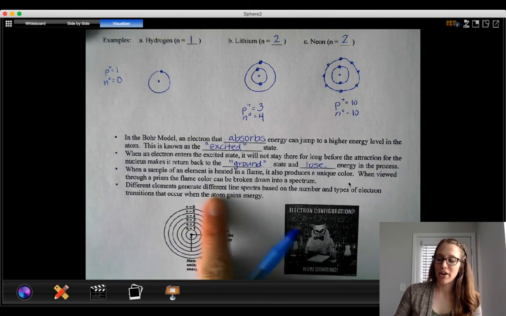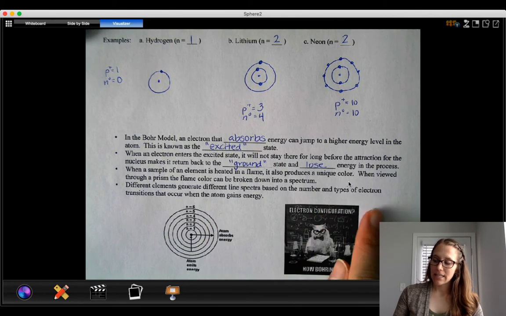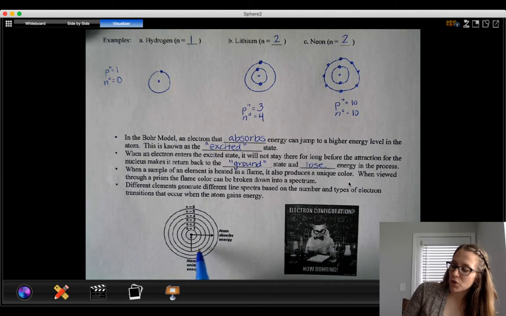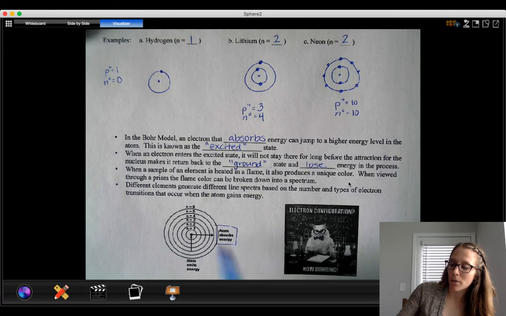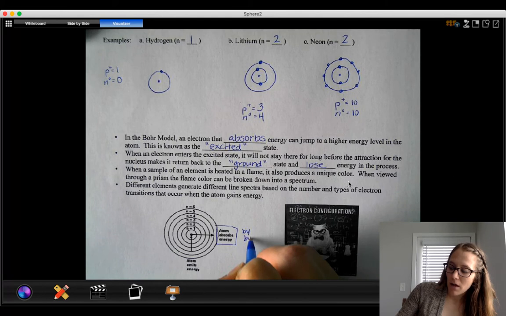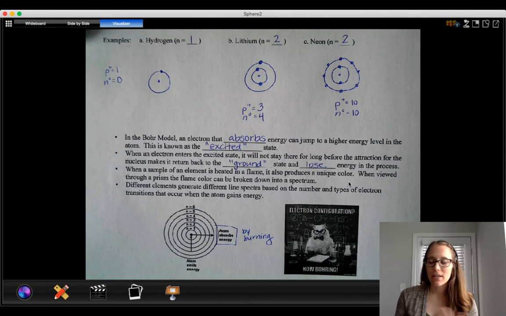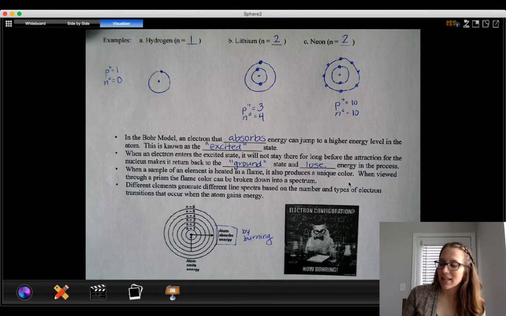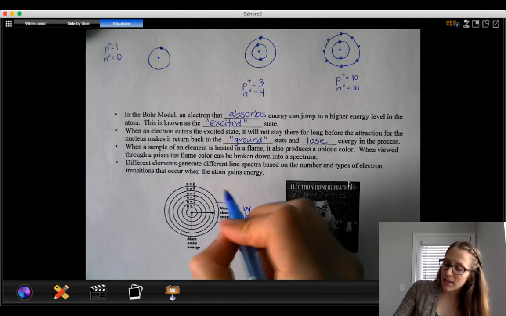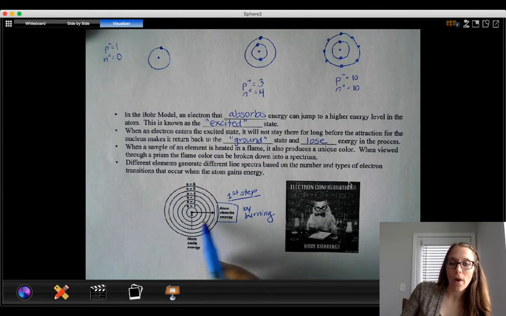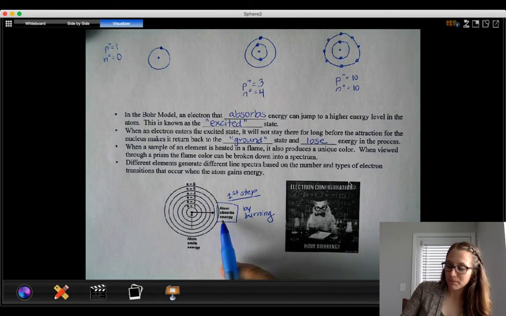Okay. Different elements generate different line spectra based on the number and types of electron transitions that occur when the atom gains energy. And we'll talk about that a little bit more later on. Okay. So just as a reminder, when the electron moves away from the nucleus, this is what happens when it absorbs energy by burning oftentimes, or by being plugged in. Some lights do this. When you plug them in, electricity runs through them, and that's the energy source. So this is kind of our first step. You burn it, the electron jumps away from the nucleus by absorbing energy.